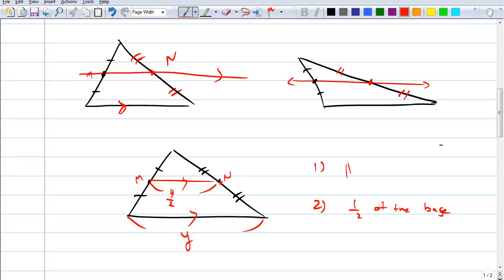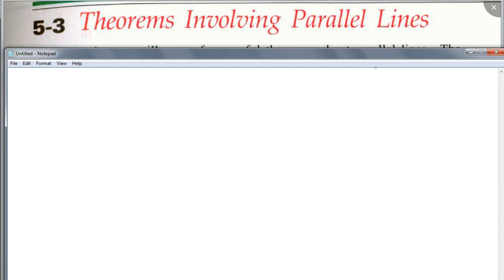So let's move on. Today, as you might have guessed, we're going to be talking about theorems involving parallel lines. We have some other theorems, but we're going to include parallelograms. That's going to be the key, because we just talked about some properties of parallelograms last time. So let's see whether we understand. Write this down. Here's our first theorem.